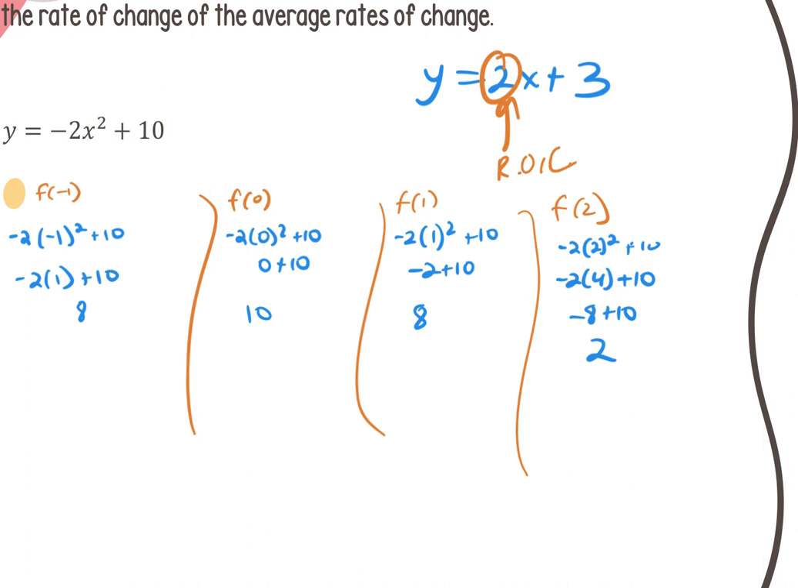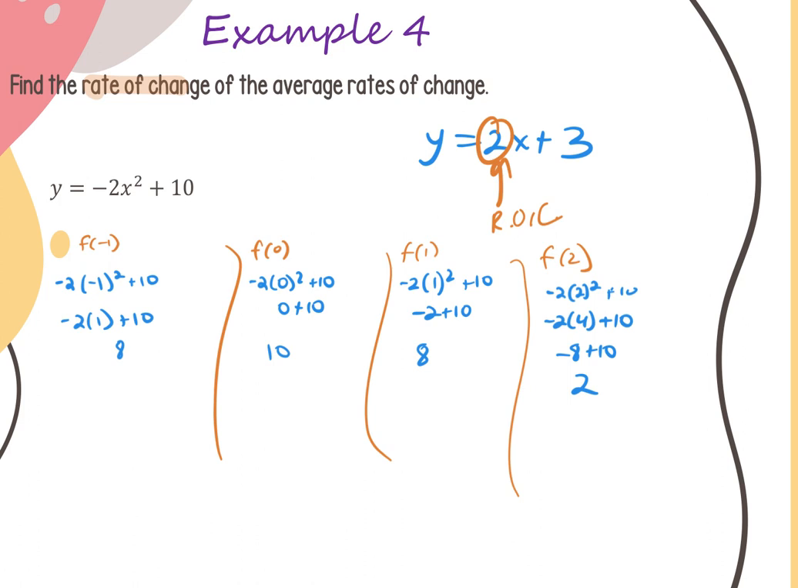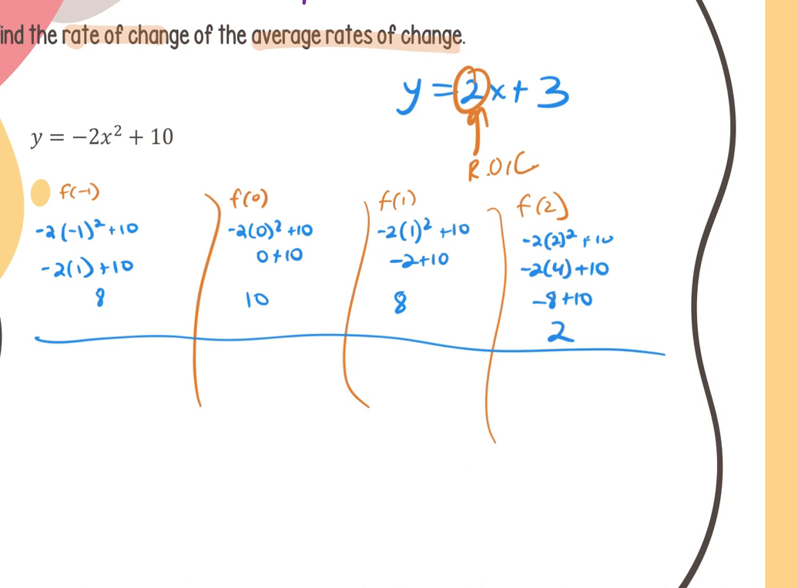Now this says the rates of change of the average rates of change. So the first change I find is the rate of change. These are my values, right? Then if I did the difference between these, it's going up by 2. The difference between these, it's going down by 2. The difference between these, it's going down by 6. It is not constant yet, which makes sense because it's not linear.